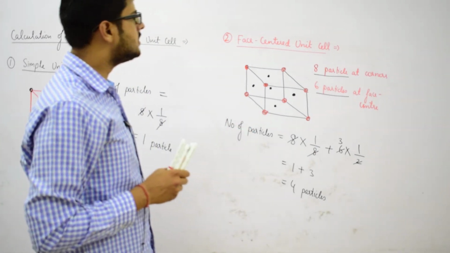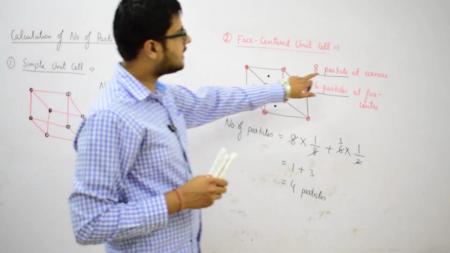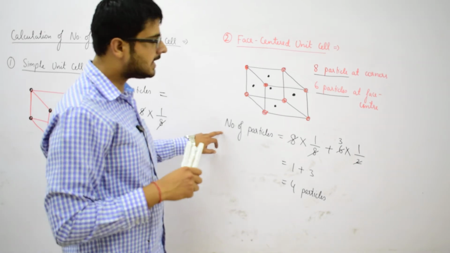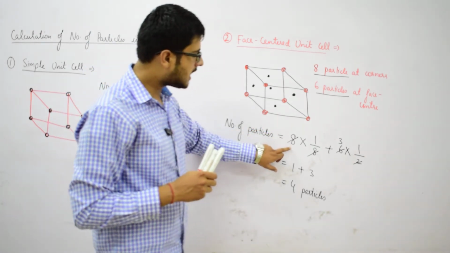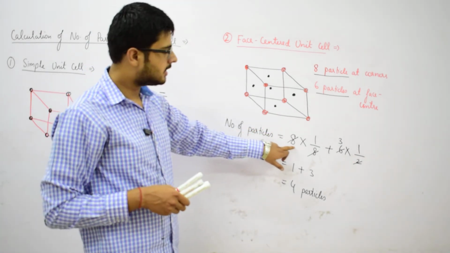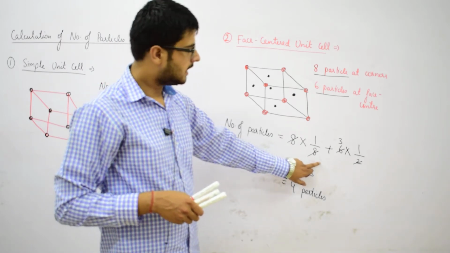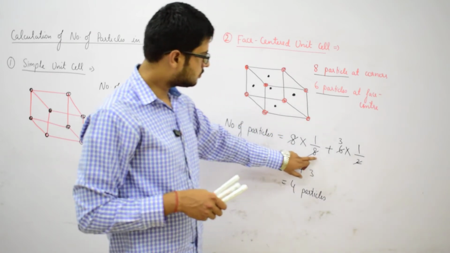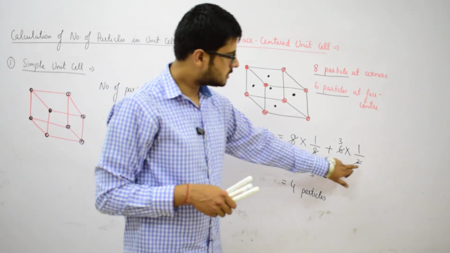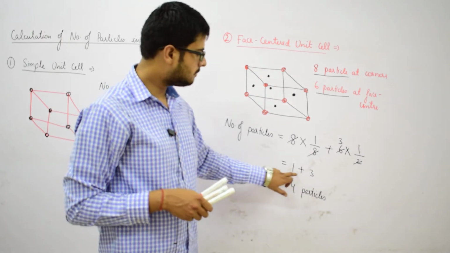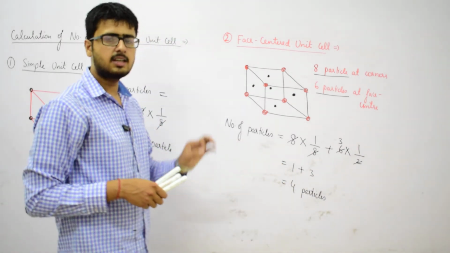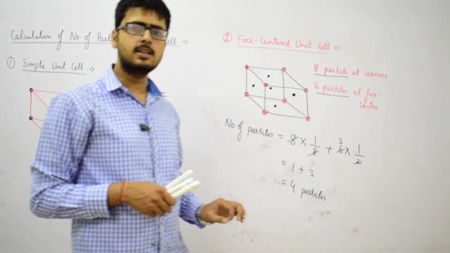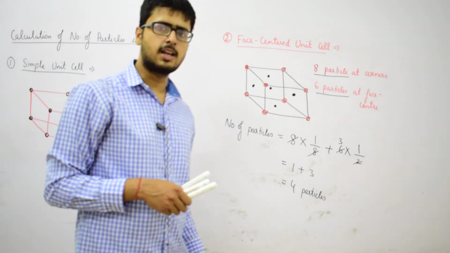And in case of face centered unit cell, we have 8 particles at the corners and 6 particles at the face centers. When we calculate the number of particles, the 8 corner particles have a contribution of 1 by 8 and 6 particles at the face centers have a contribution of 1 by 2. So, this will cancel out, it will become 1, and this will become 3. So, 3 plus 1 becomes 4. That means, in a face centered unit cell, we have a net amount of 4 particles.